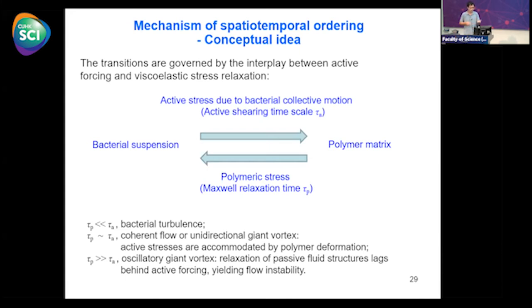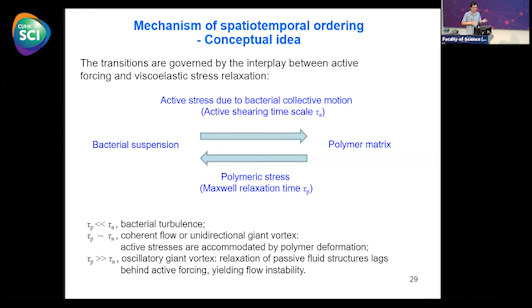And at the time scale of the so-called active forcing time, tau A here, the deformed polymer matrix will relax mechanically at the time scale of tau P. So this polymer relaxation can change the movement of the bacterial swimmers. Okay, this is a feedback loop.